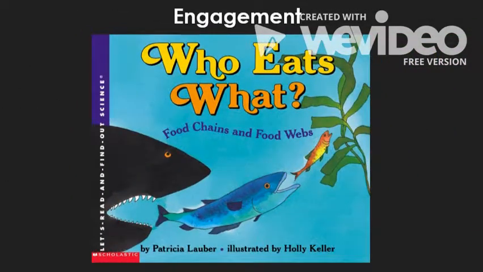To start out the lesson, students will move to sit on the floor around the teacher. The teacher will ask questions such as how do we get our energy and what do we eat to see what the students already know. In order to get the students interested in the topic, the teacher will read Who Eats What by Patricia Lauber.